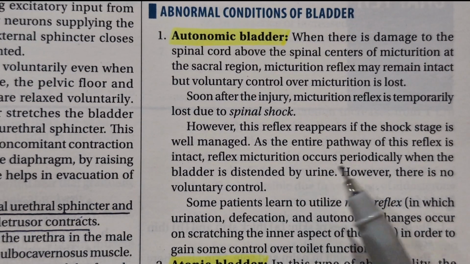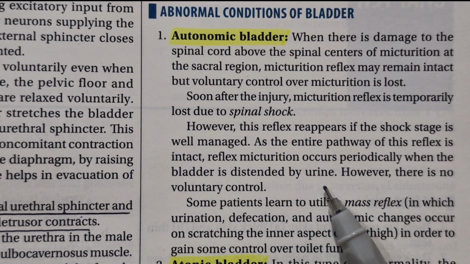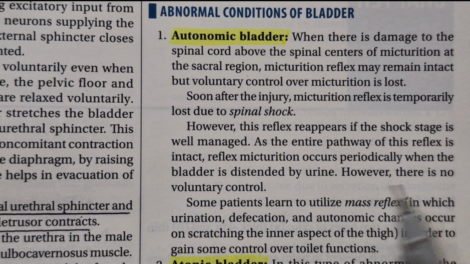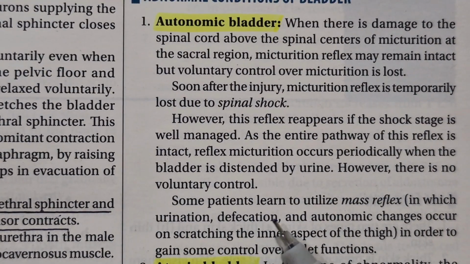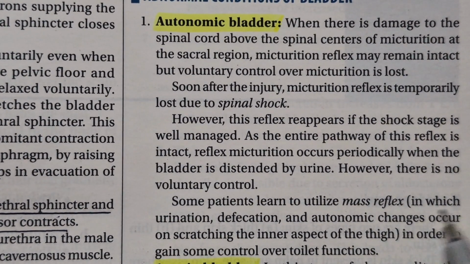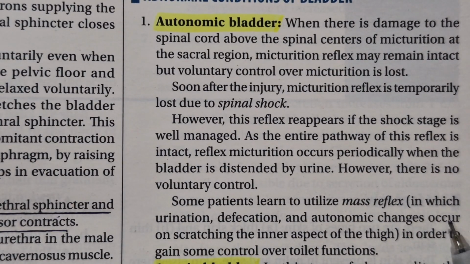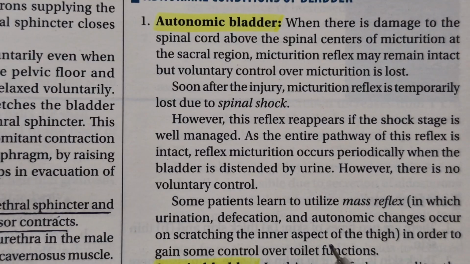Reflex micturition occurs periodically when the bladder is distended by urine. However, there is no voluntary control. Some patients learn to utilize mass reflex, in which urination, defecation, and autonomic changes occur on scratching the inner aspect of the thigh, in order to gain some control over toilet functions.